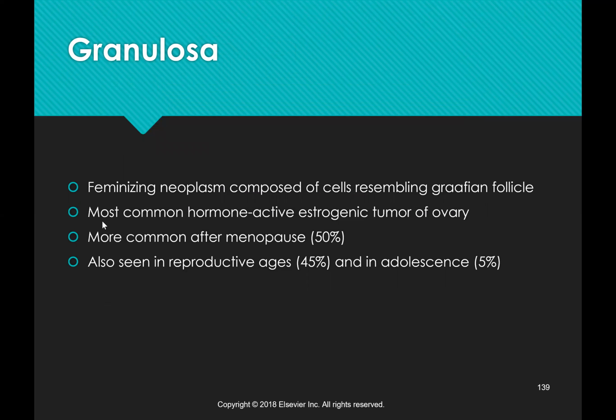Okay, so granulosa. This is the feminizing neoplasm from the Graafian follicle. Do you remember Graafian follicle from way back? Like after you ovulate or before you ovulate, it's the one that's about to ovulate. It's called the Graafian follicle. So it's made from these cells. It's the most common hormone active estrogenic tumor of the ovary. More common after menopause.